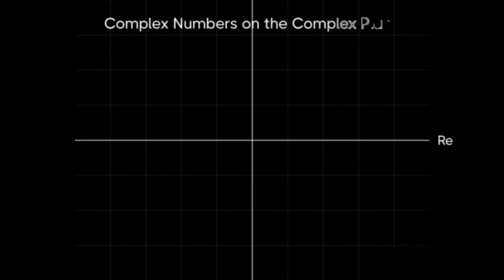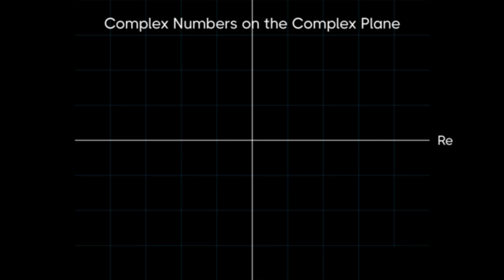In this coordinate system, the horizontal axis represents the real part of a complex number, while the vertical axis represents the imaginary part. This allows us to map any complex number of the form a plus bi to a unique point on the plane. Unlike real numbers that exist on a one-dimensional number line, complex numbers require this two-dimensional representation because they have both real and imaginary components.